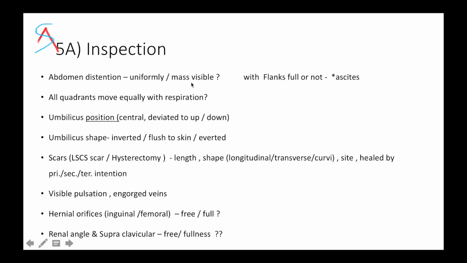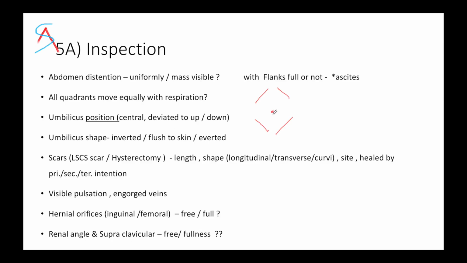If you can see any mass, then you have to tell a mass is visible in this quadrant or this region. Like uterine mass would be a midline mass, an ovarian mass would be toward right iliac fossa or left iliac fossa. Then you have to see whether all the quadrants move equally with respiration or not, because the quadrant having pathology will not move much with the respiration. If there is an inflammation in the side, there would be reduced movement, especially in peritonitis, the abdominal movements would be reduced. Then you have to talk about umbilicus position.